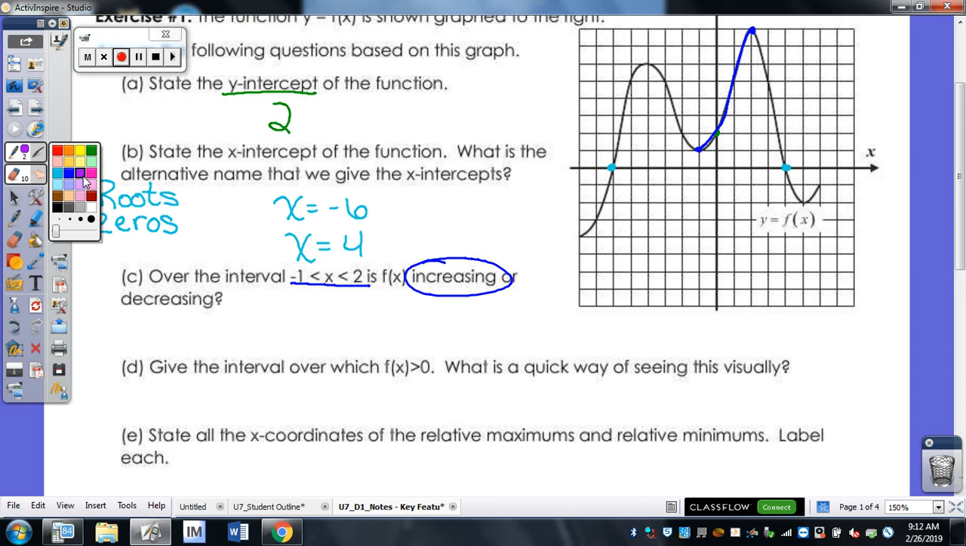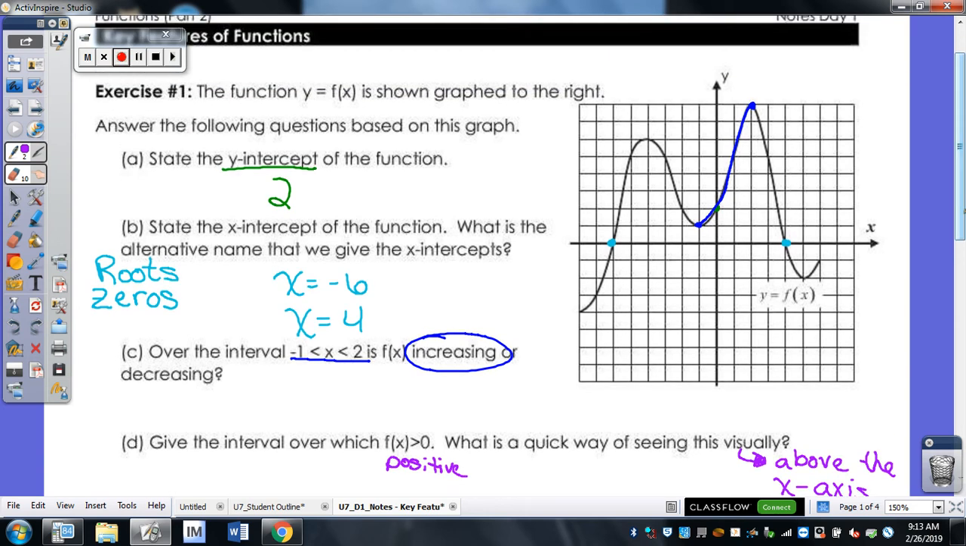D, give the interval over which f of x is greater than 0. So you're looking for when the function is greater than 0. Numbers that are greater than 0 mean that they are positive, so we're looking for positive values here. What is a quick way of seeing this visually? If our graph is positive, it's above the x-axis. So whenever that graph is above your x-axis, that is when it is positive.